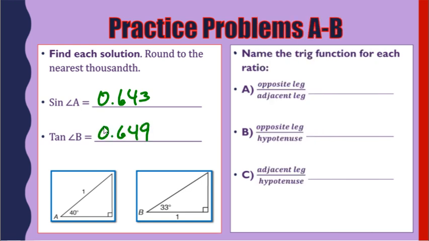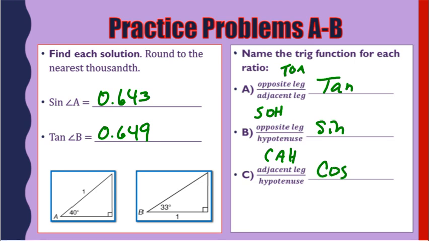Now it says name the trig function for each ratio. Opposite over adjacent, that would be tangent. So think of TOA, opposite over adjacent. Opposite over hypotenuse, so it has to have O in it, which would be sine. And adjacent, it has to have AH, which is cosine.